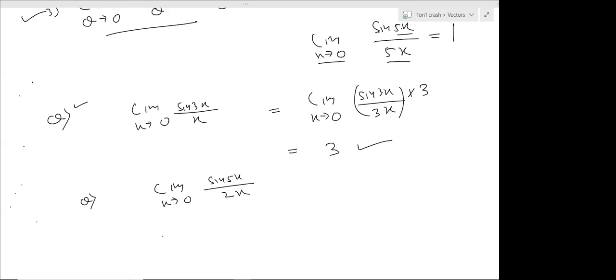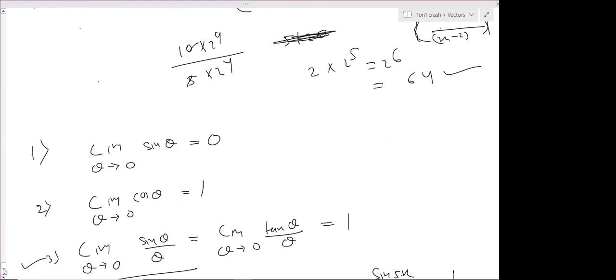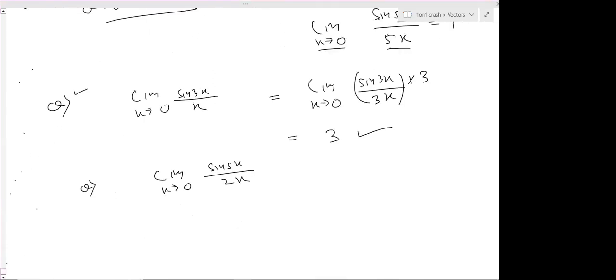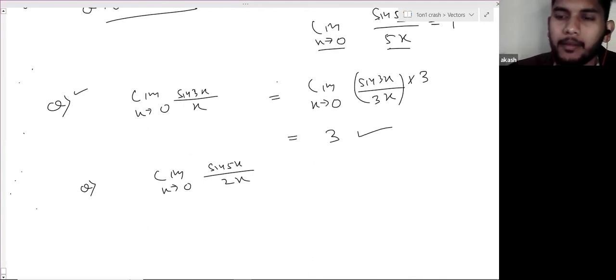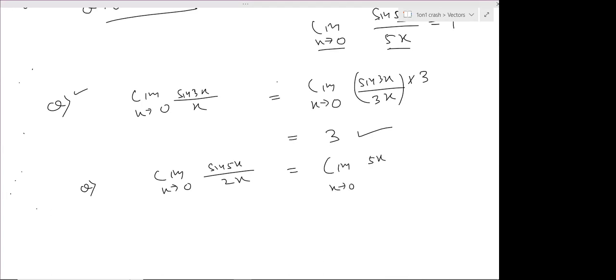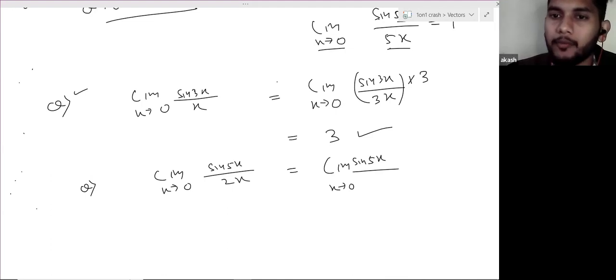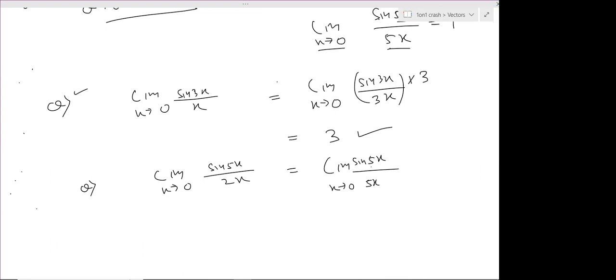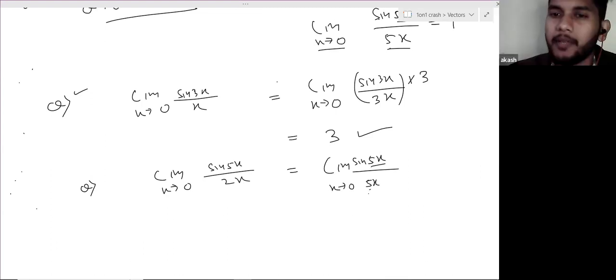Done, Firaz? Yes or no? Yes, sir. So what is the answer? See, to use that formula, we need to have 5x in the denominator. Right? Sine theta upon theta. So what I do, I divide and multiply by 5x. What is remaining? 2x is remaining. So x and x are cancelled. So this will become 1. So the answer will be 5 by 2.